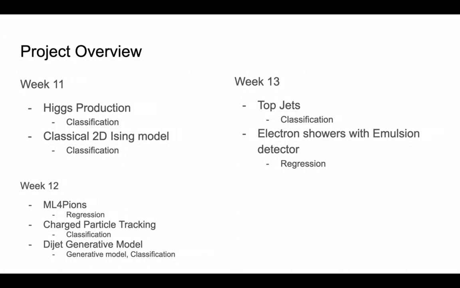We will prepare a dataset with comprehensive features to study sophisticated classification problems. The final dataset, electron showers with the Imaging detector, is a revised version based on the previous examples. This can be used to study regression and classification problems. In the following, we will present 2 datasets, Higgs production and the classical two-dimensional Ising model. The classical two-dimensional Ising model will be presented by Professor Dawei Wang.